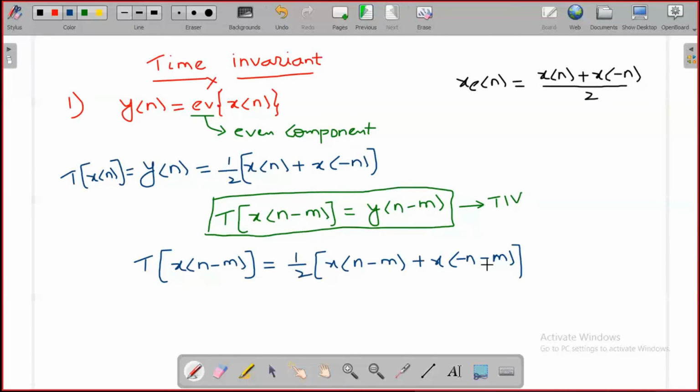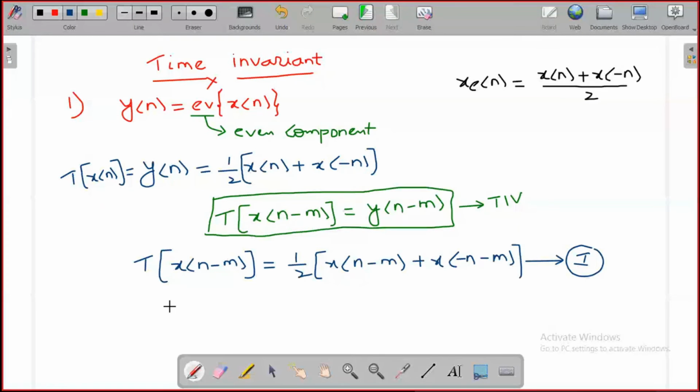The response of the system to delayed input is simply, in your system equation where you have the input term x of n, delay that by m samples. The first one is x of n, so x of n minus m. x of n is delayed by m samples. The next term is x of minus n, again an input term, so x of minus n minus m. So x of minus n is delayed by m samples. This is the response for delayed input. Let us say equation 1.